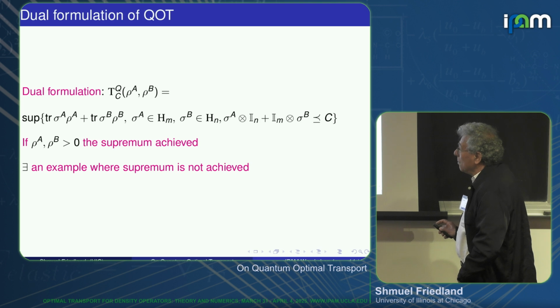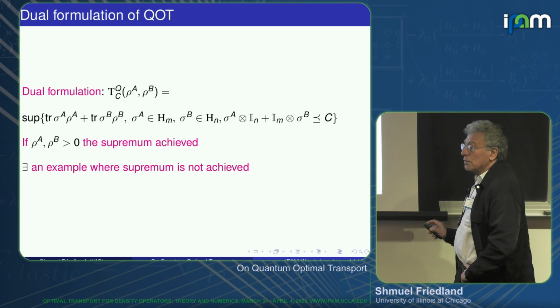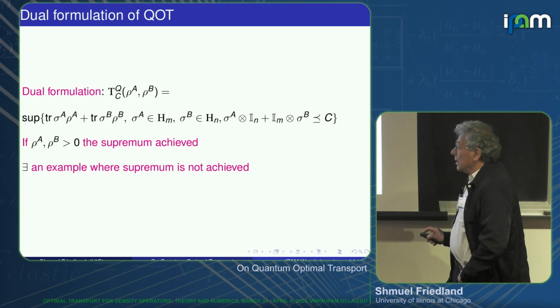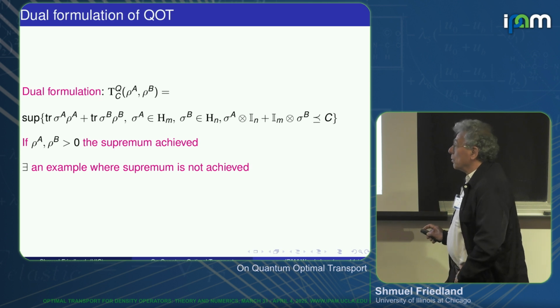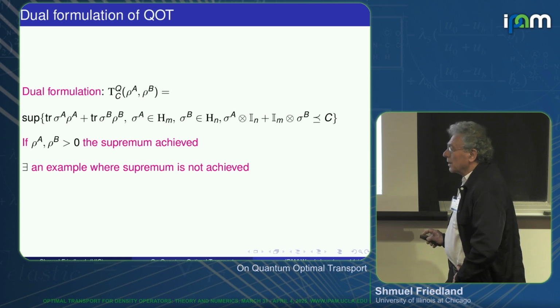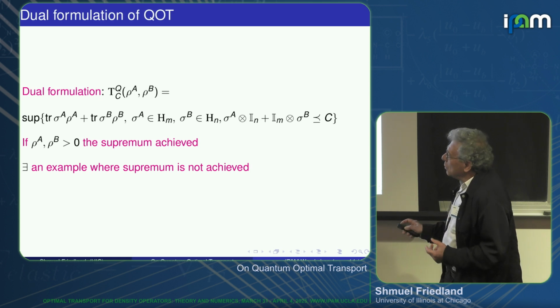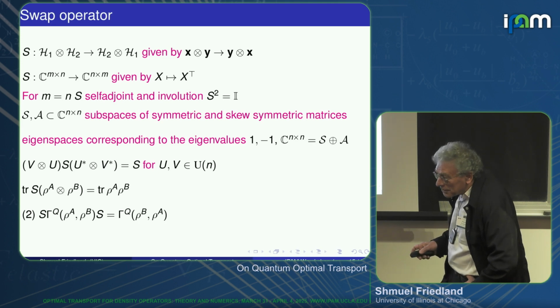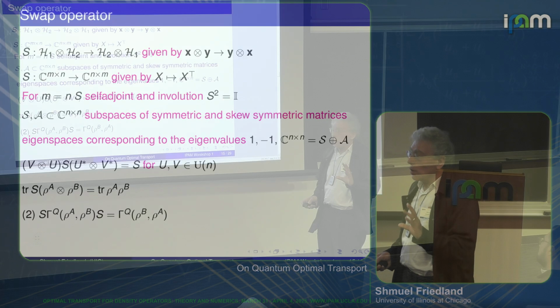But there is, of course, a payback. Here you have to satisfy this inequality, which means that C minus this part is positive semi-definite. If rho A and rho B are positive definite, then the supremum is achieved. It's just Slater's lemma, what we say. But if not, then you can have an example where the supremum is not achieved.